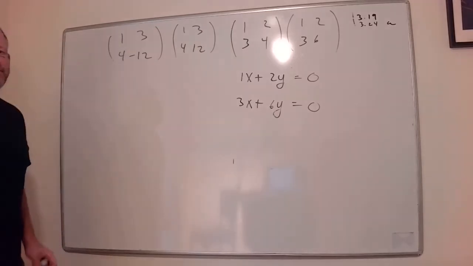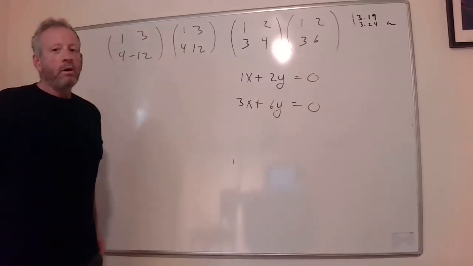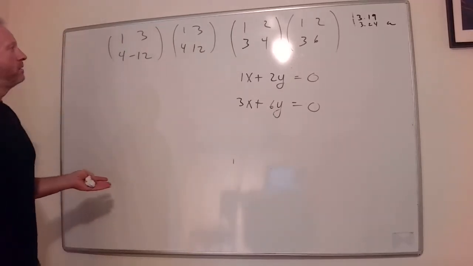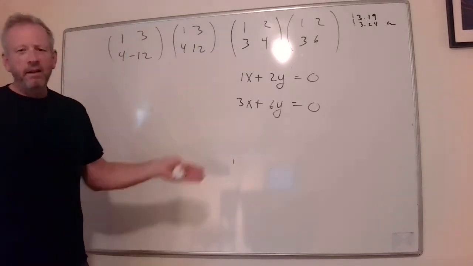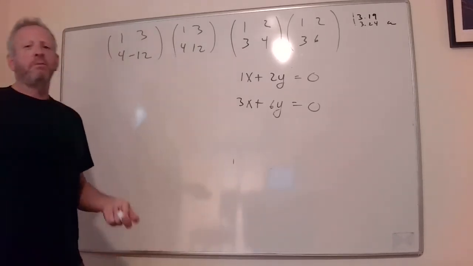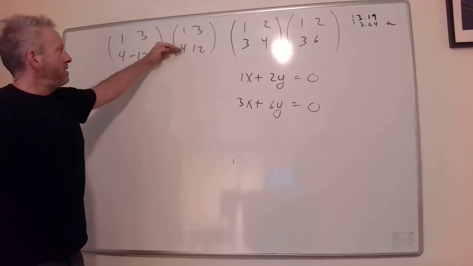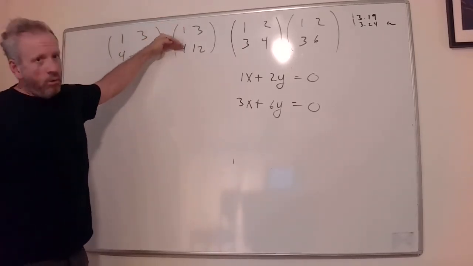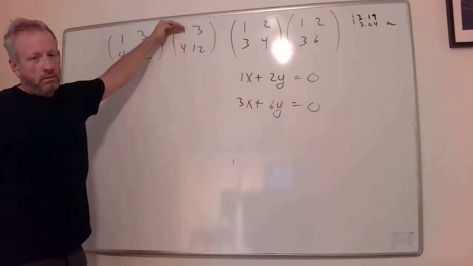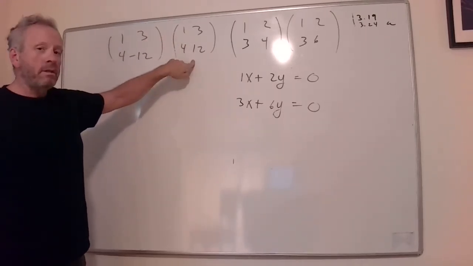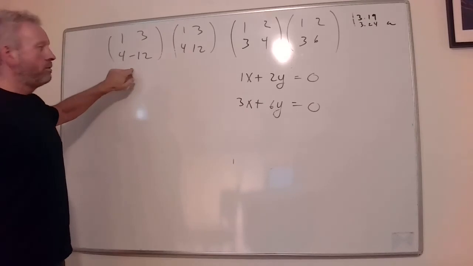Well, your thought is probably, this looks too easy. The question seems too easy. Maybe I'm not understanding it. Well, this row is a multiple of this row. So this matrix is singular. I don't see that happening here.